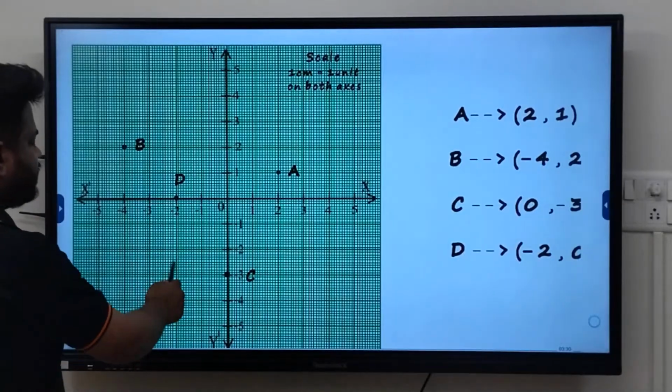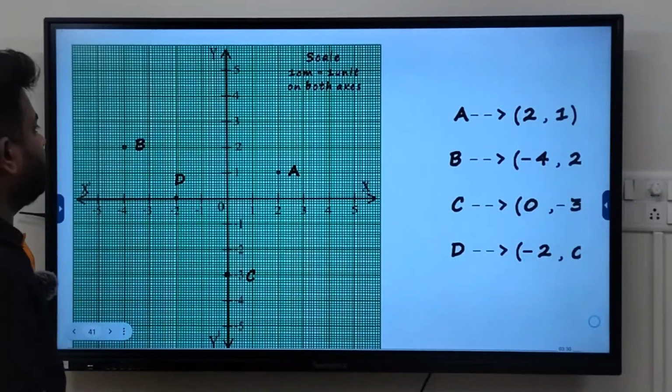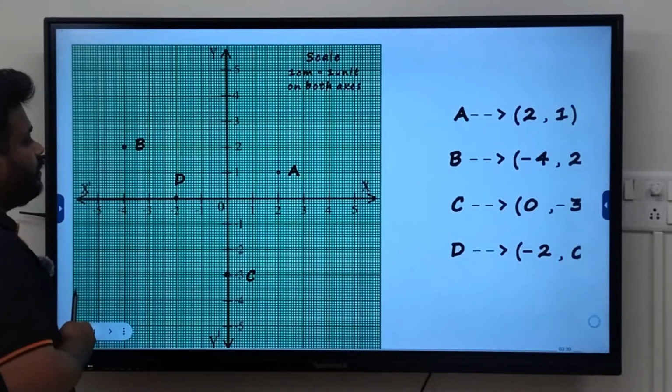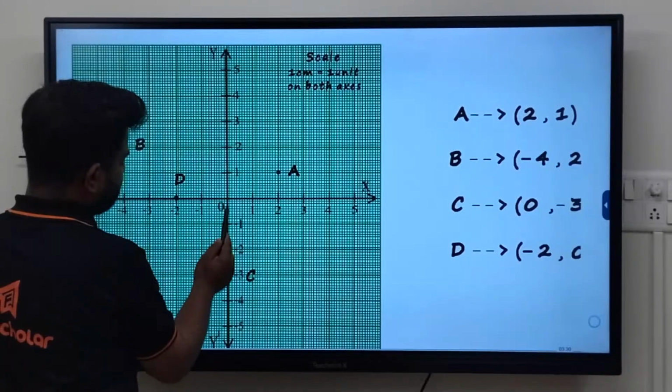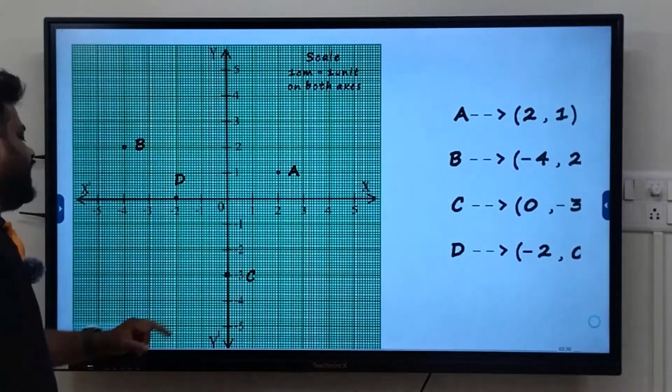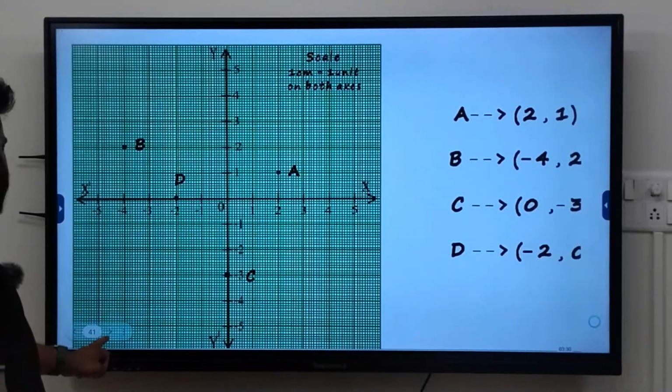Okay, and the C's point will be -3, that is Y, so it will be (0, -3), because it will start from the x-axis and the place is in the y-axis. So (0, -3) will be its coordinate.